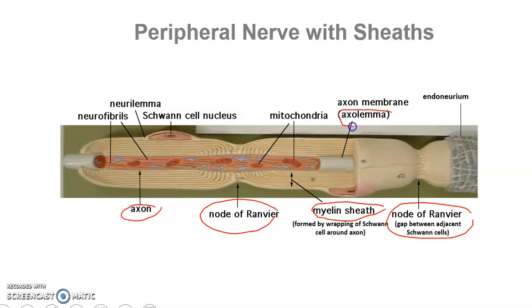The axolemma is the membrane covering the axon. Inside the axon, we can see mitochondria to provide energy, and neurofibrils, which form the cytoskeleton. After wrapping around the axon, the nucleus and the rest of the cytoplasm of the Schwann cell, we can see the nucleus here, will form the neurolemma. Outside the axolemma and the myelin sheath, the axon will be covered by endoneurium.